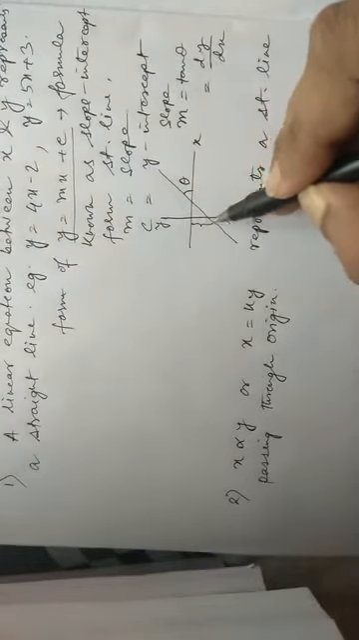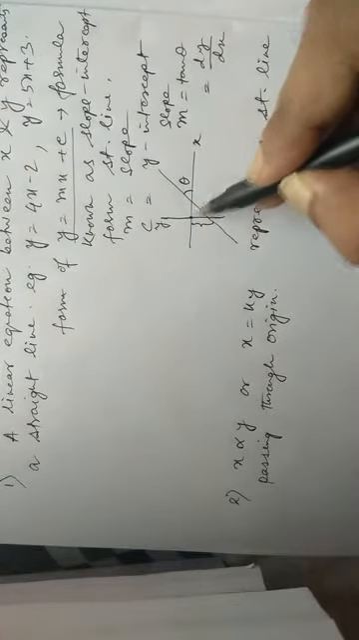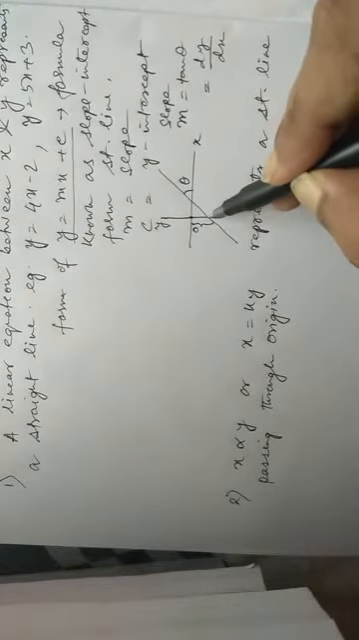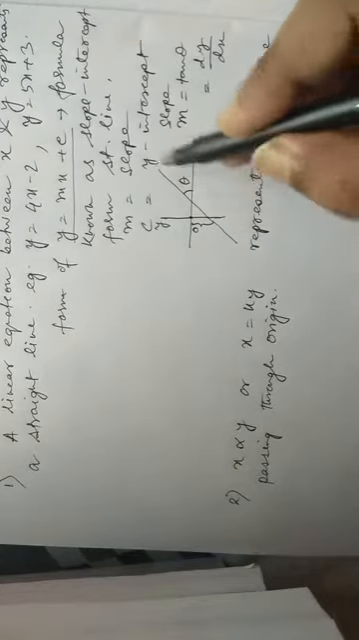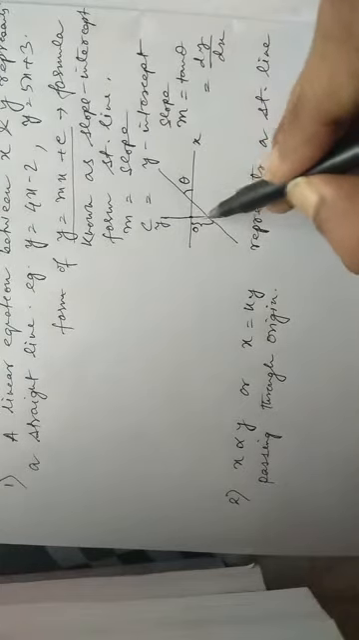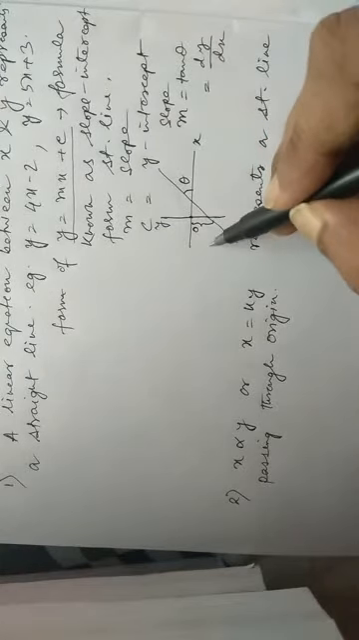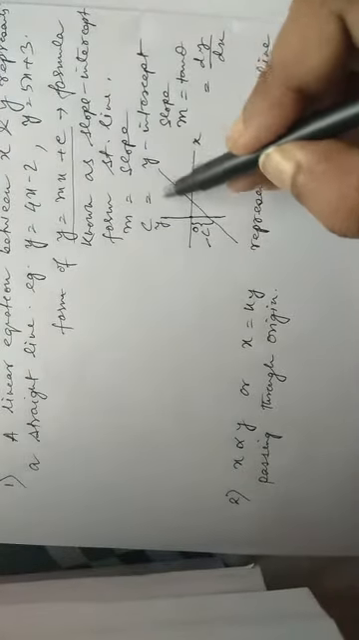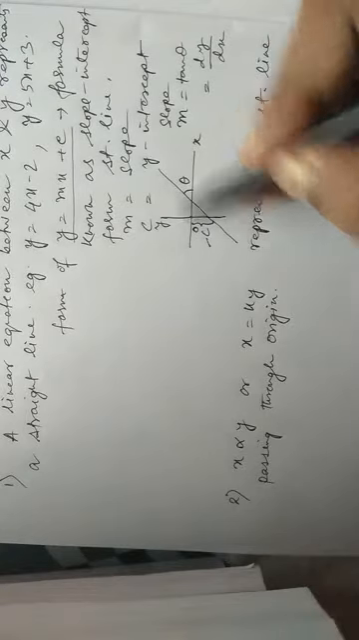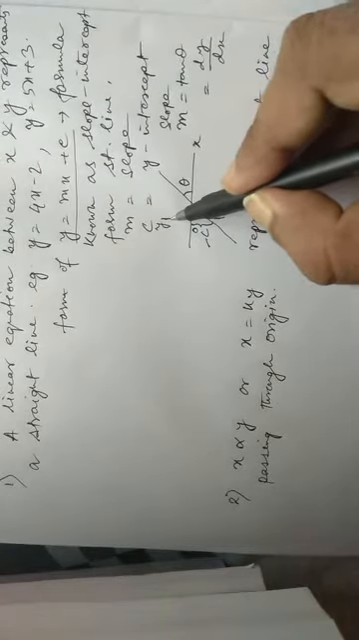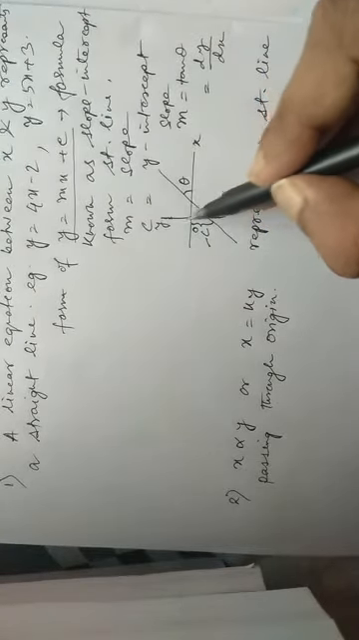Now in this straight line, this is the y-intercept part, the length from the origin to the point where the straight line cuts the y-axis. Now here it cuts the y-axis in the negative direction, so it will be minus c. If the straight line would have intersected the y-axis here, then this would have been the positive c.